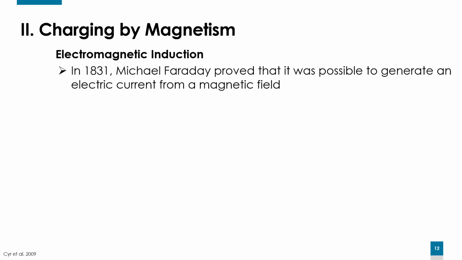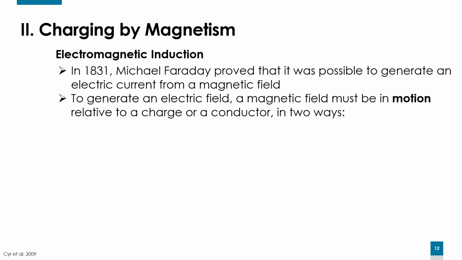How do I generate electricity now? By magnetism. Now I'm going to do the opposite. I'm going to create electricity by using magnetism. This was discovered by Michael Faraday in 1831. He proved that it was possible to generate electric current from a magnetic field.